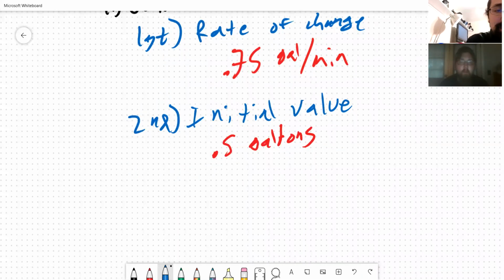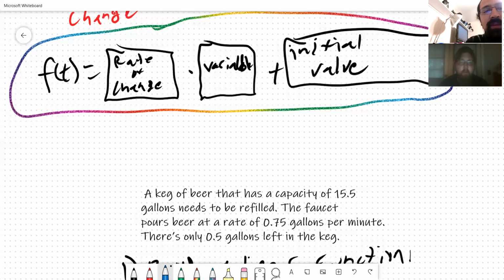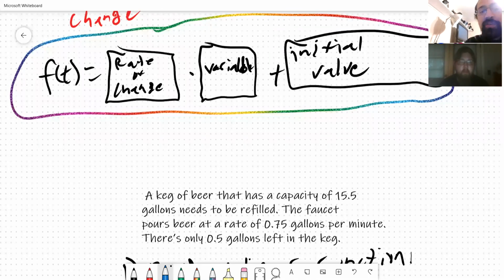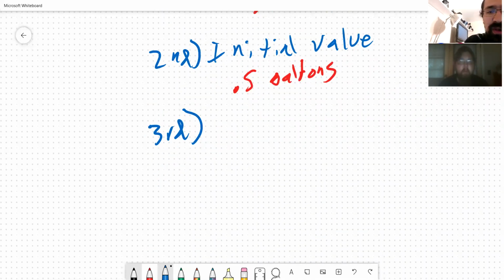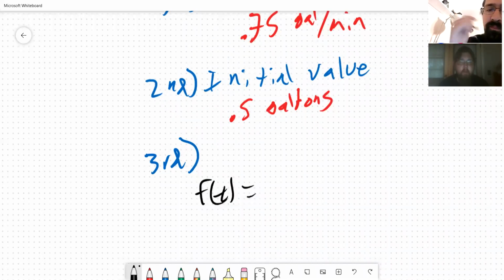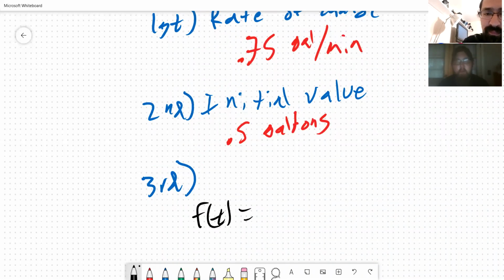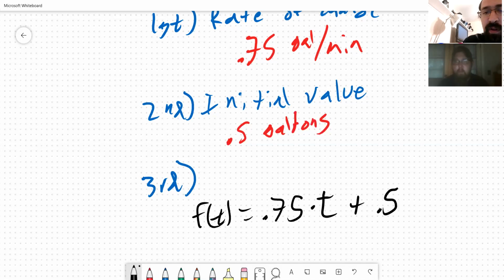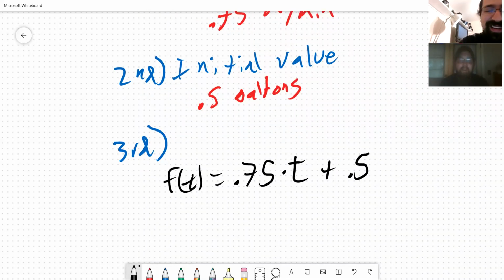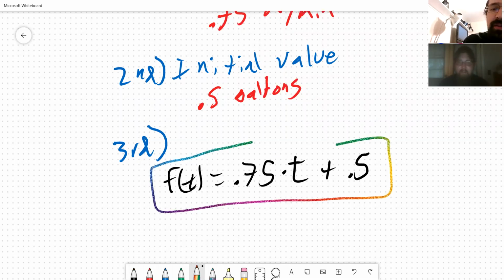Finally, the last step is to simply refer to this format. Remember, it's rate of change times the variable plus initial value. Want to take a stab at how the linear function is going to look? It's 0.75 times t, which is the minutes, plus 0.5. Very, very good. Excellent. Good job. Round of applause. That is the linear function. Good job.